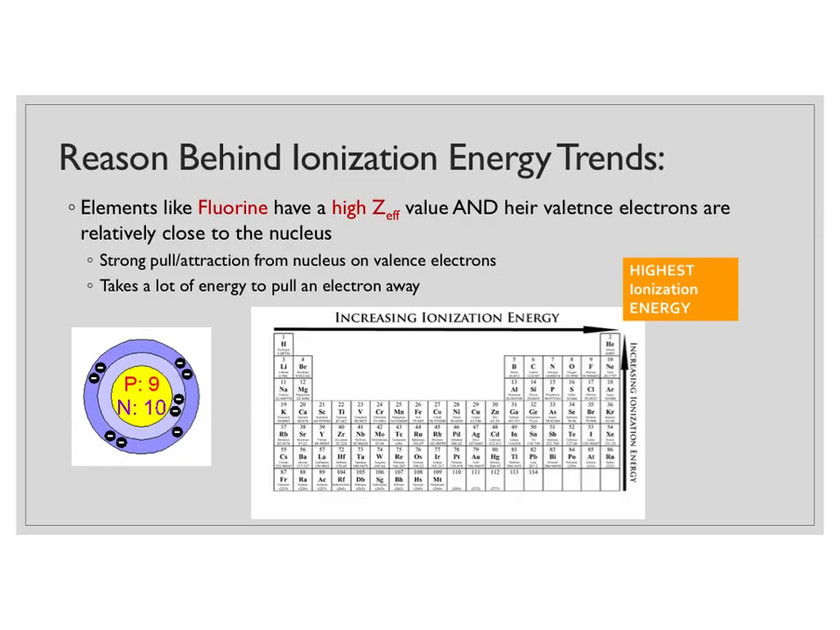So just recapping the reason behind ionization energy trends, the elements like fluorine are going to have a really high effective nuclear charge, and their valence electrons are relatively close to the nucleus. They don't have many shielding electrons, and they have a high effective nuclear charge. And so that means there's going to be a strong pull, a strong attraction from the nucleus on those valence electrons in fluorine. And so it's going to take a lot of energy to pull an electron away. So that's why fluorine is going to have the highest ionization energy, and that trend increases as you go to the top right of the periodic table.